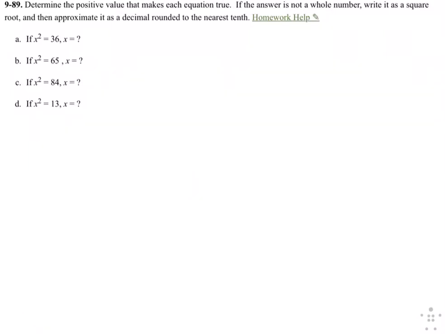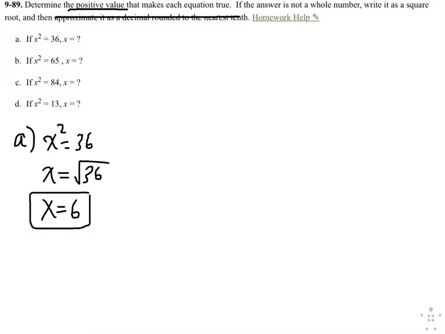Okay, for 89, they're saying determine the positive value that makes each equation true, right? If the answer is not a whole number, write it as a square root, and then approximate it as a decimal. I'm okay if you don't approximate it as a decimal for this one.